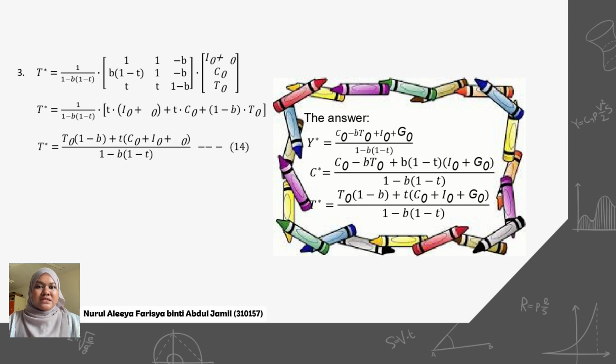By rearranging these terms, we reach the final expression. T star equals T sub 0 times the quantity 1 minus b plus t times the quantity C sub 0 plus I sub 0 plus G sub 0, divided by our common denominator. This completes the matrix inversion method, providing us with a full simultaneous solution for the national income model.